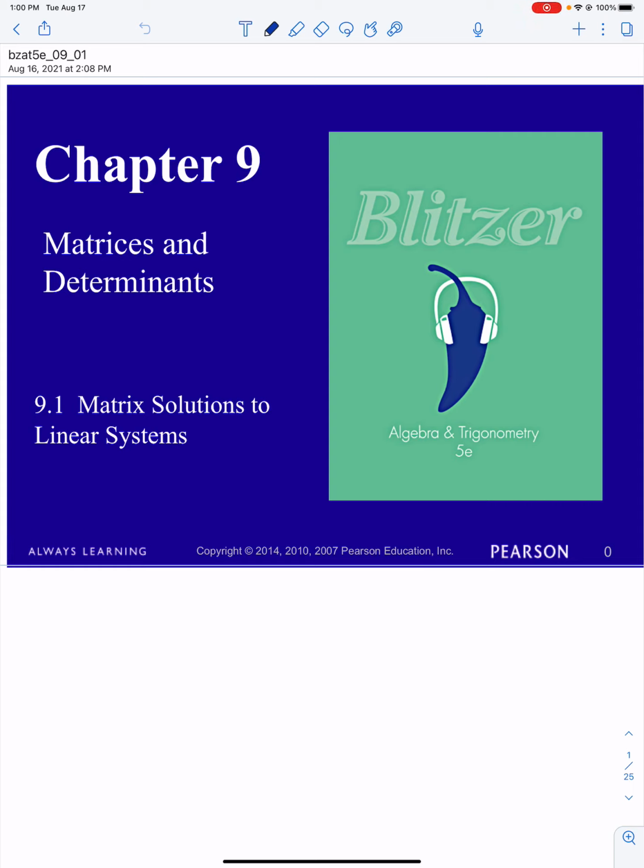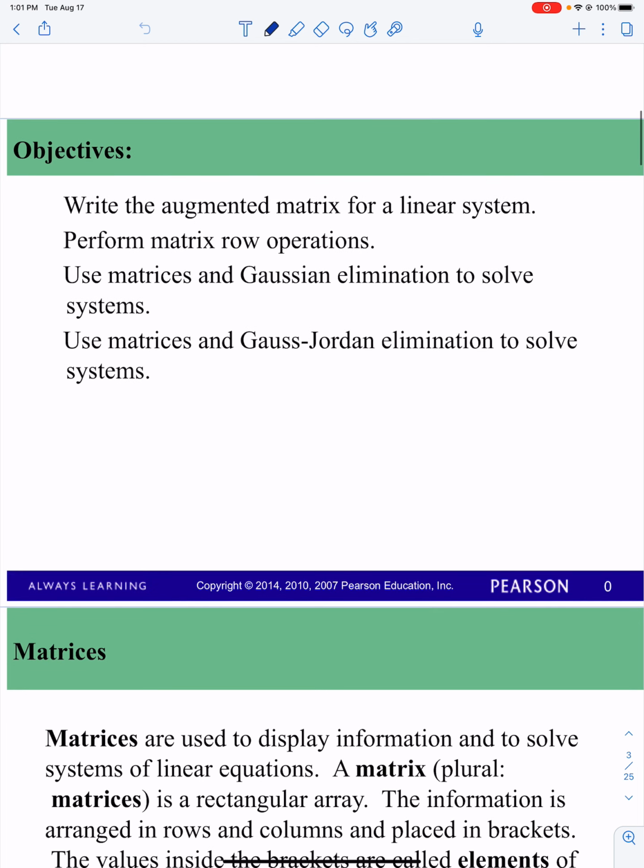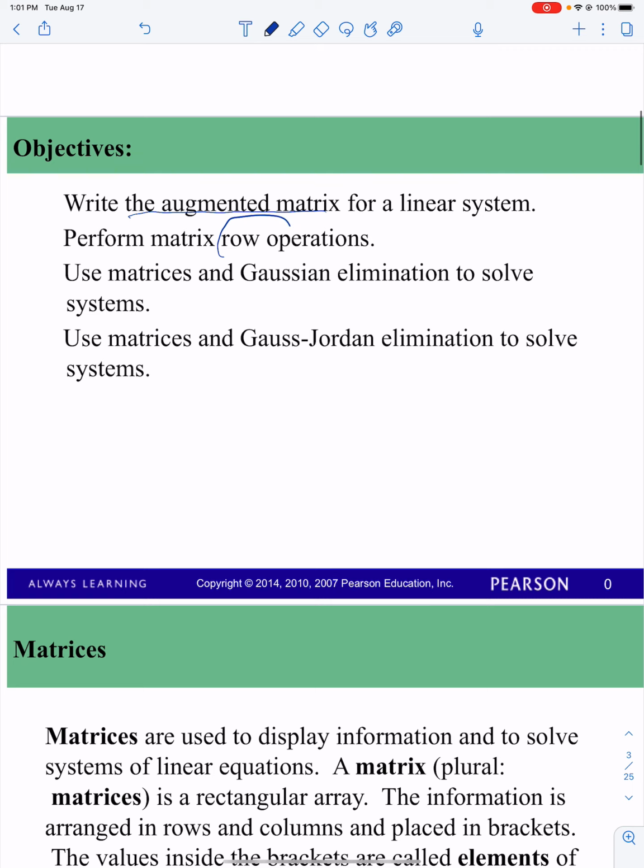Okay, so now we wanted to talk about chapter 9, matrices and determinants. First, we wanted to talk about the matrix solutions to the linear systems. The objective of this section will be to first write an augmented matrix for a linear system and perform the matrix row operations, only row operations. Use matrices and Gaussian elimination to solve the system, and use matrices and Gauss-Jordan elimination to solve the system.